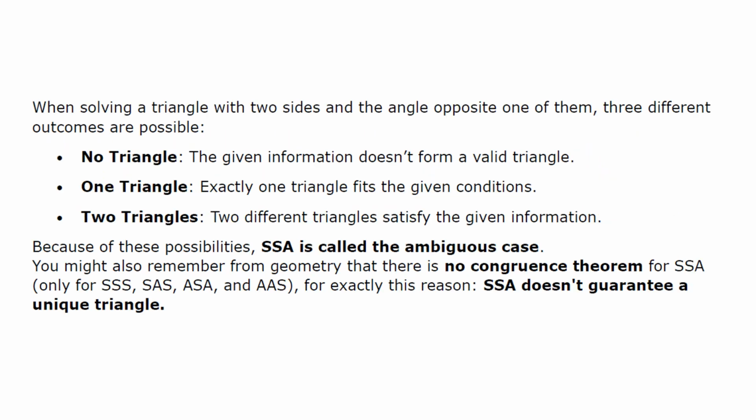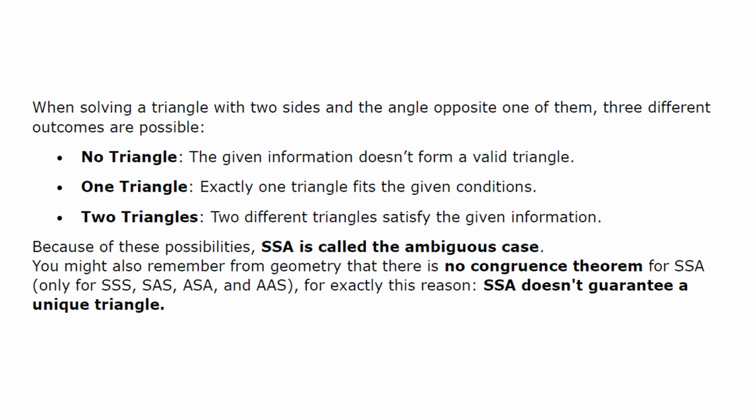So when solving a triangle with two sides and the angle opposite one of them, three different outcomes are possible. You could have no triangles, so that means the given information doesn't form a valid triangle. You could have one triangle, where exactly one triangle fits the given conditions, or you could have two triangles, where two different triangles satisfy the given information.